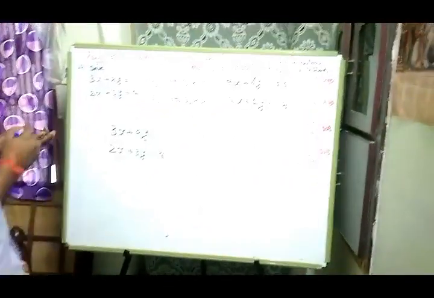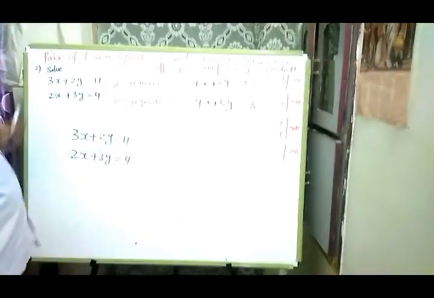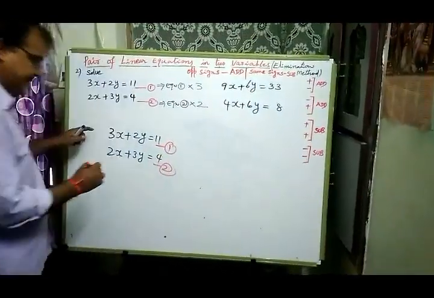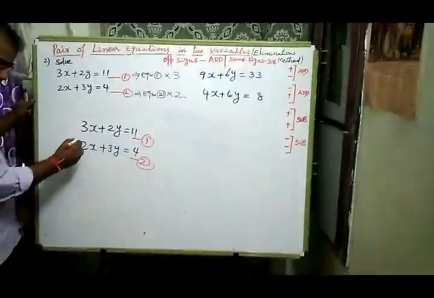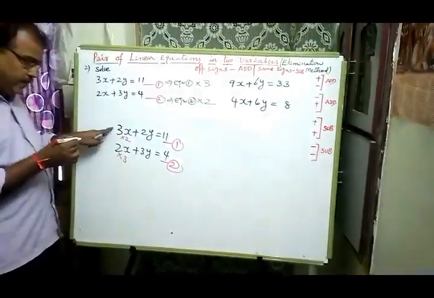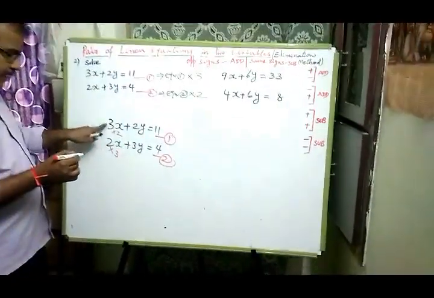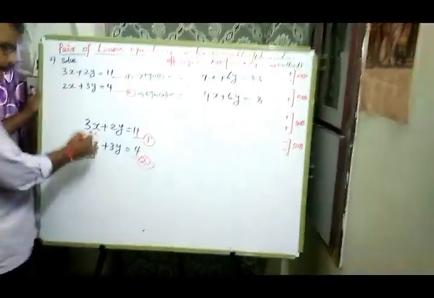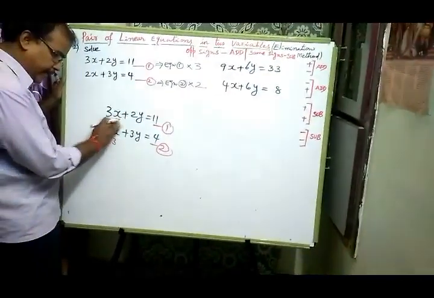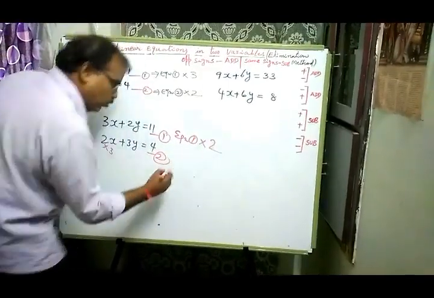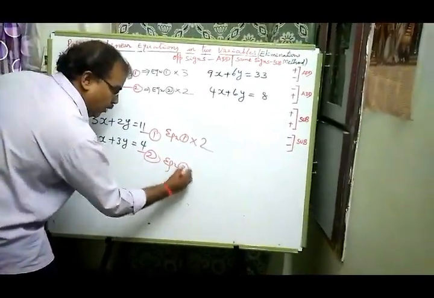Okay, we can eliminate later. Suppose the same thing, if you want to eliminate x, this will be into 2, this will be into 3, so 3x into 2 is 6x, 2x into 3 is 6x. So instead of eliminating only one, we have to eliminate fully. That's why equation 1 into number 2, equation 2 into number 3.